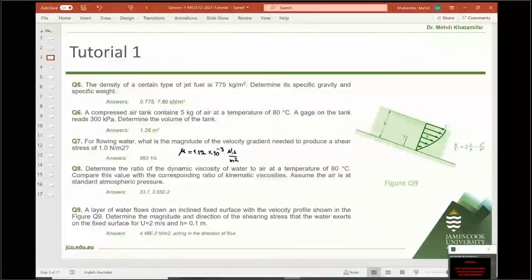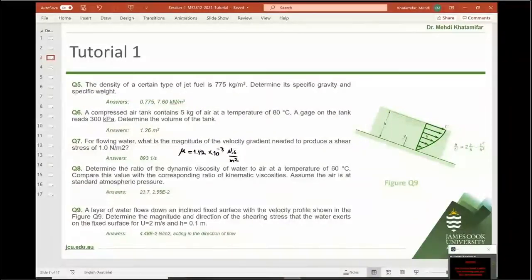Determine the magnitude and direction of shear stress. Shear stress, tau. You have the formula for shear stress and the formula for viscosity. The u formula is given there, so you just need to differentiate over y.